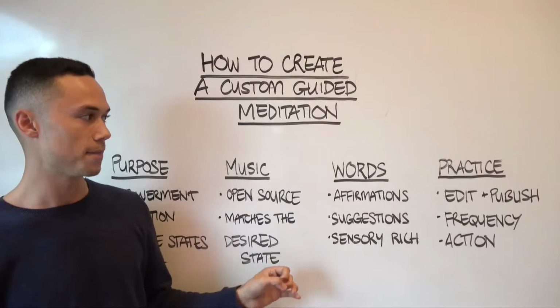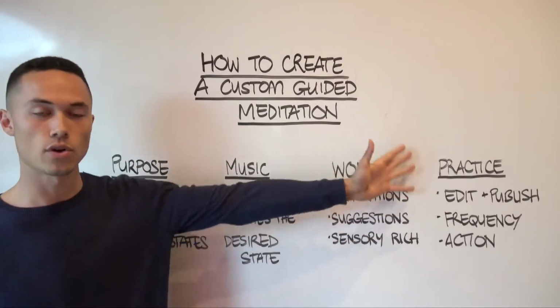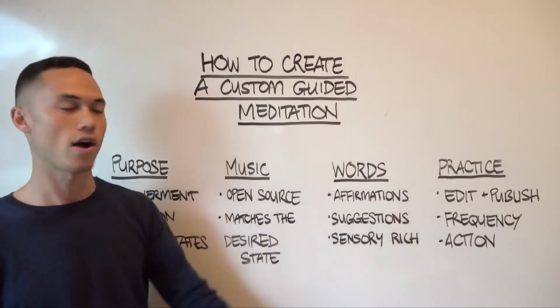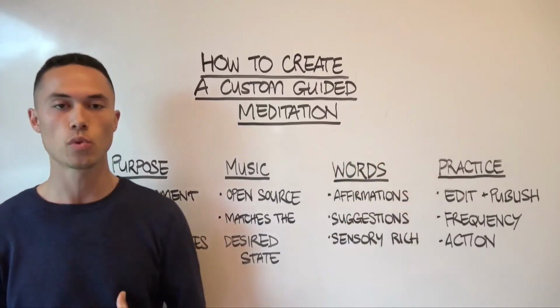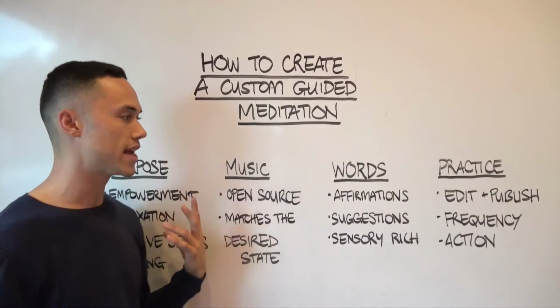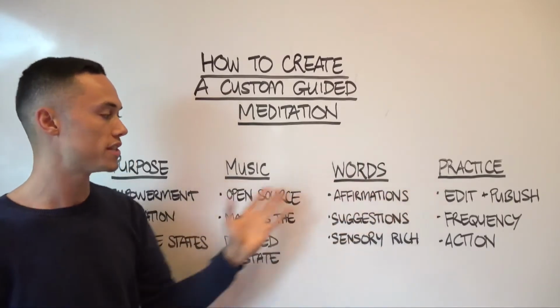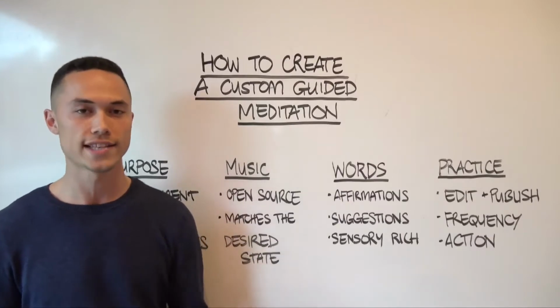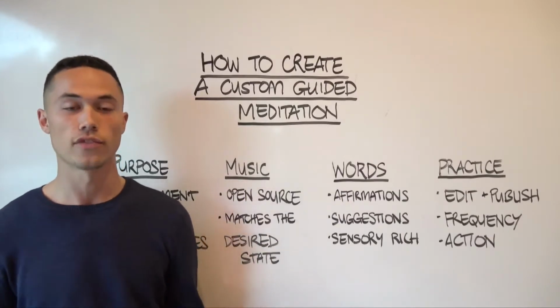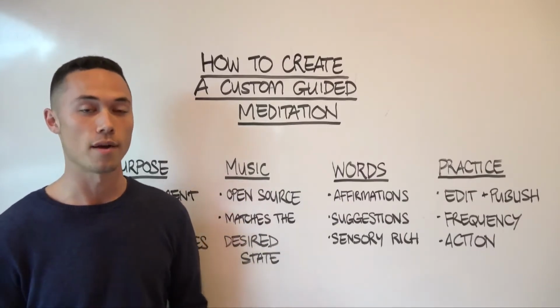And then lastly, after you've set all of this up, after you've got a good idea of how all of this works, you go to the practice part. This is where you take the actual meditation and you put the words together with the music and then you edit it. You can use some great software like Audacity, there's movie editing software, or like Final Cut Pro.